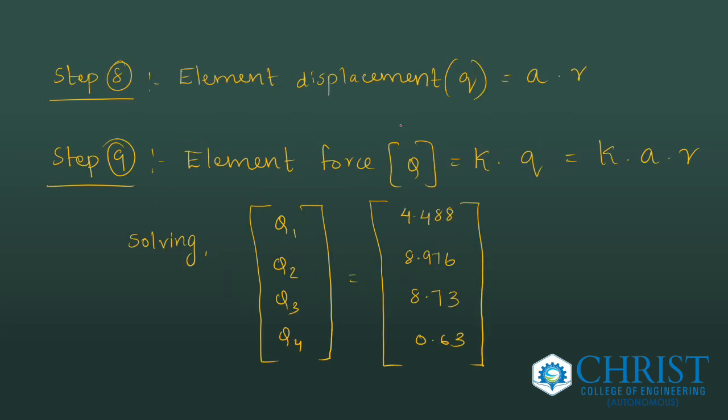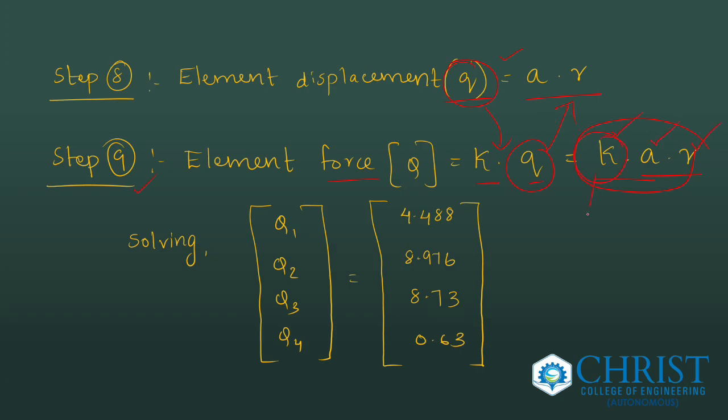And next step is element displacement. Q value, that is A dot R. You can just write this like that and go to step 9, that is element force. Capital letter Q is equal to K dot q, where small q is equal to A dot R. So we can substitute the value of all three cases and then directly substitute in calculator, rather than finding q and then giving it here. You can directly give the value of K, small letter A, and small letter R.